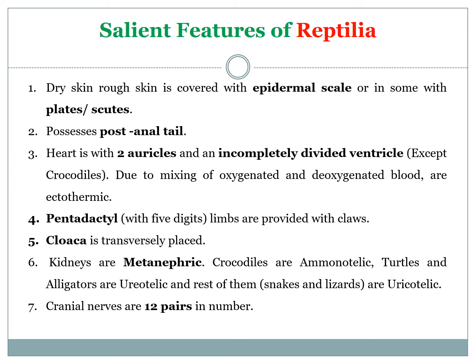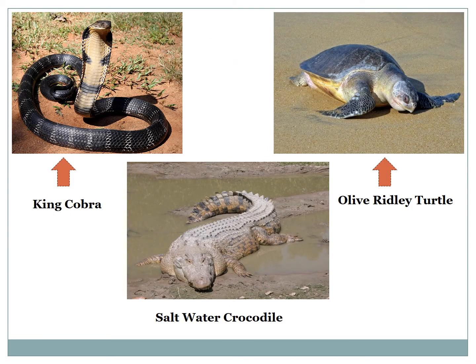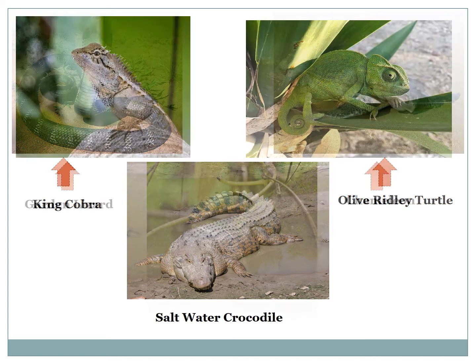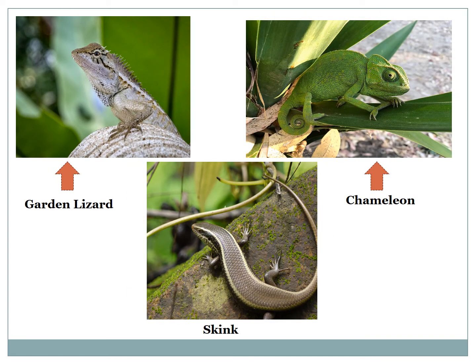Their kidneys are metanephric. That means the kidneys are situated posterior to the body, and crocodiles who live in water are ammonotelic. Turtles and alligators are ureotelic, containing urea in their urine, and the rest of the reptiles like snakes and lizards are uricotelic, containing uric acid in their urine. They have 12 pairs of cranial nerves. Here are some examples: the king cobra, the olive-threaded turtle, the saltwater crocodile, the common garden lizard, the chameleon, the skink.